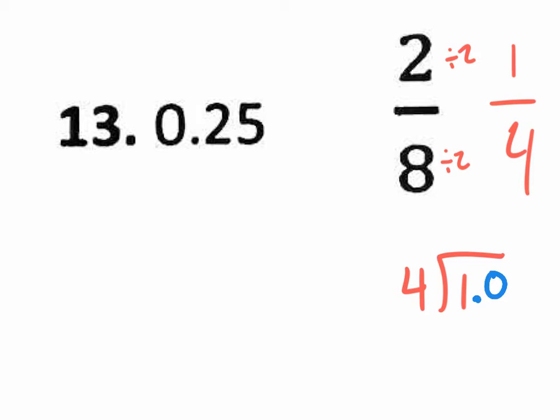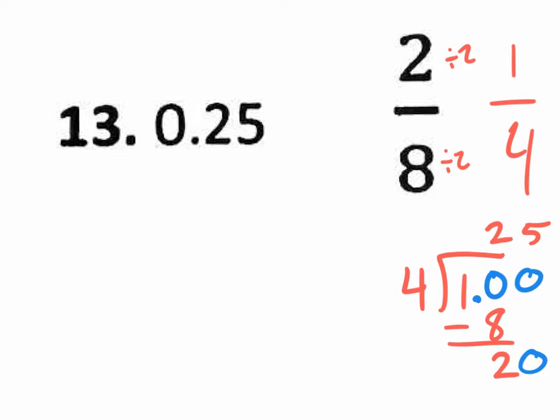And I want to go 4 times 2 will get me close to 10 without going over. That'll be 8. Now when I subtract, 10 take away 8 is 2, right? So then I add a 0 and drop a 0. And then I say 4 times what gets me 20? Well, that would be a 5. 4 times 5 is 20.